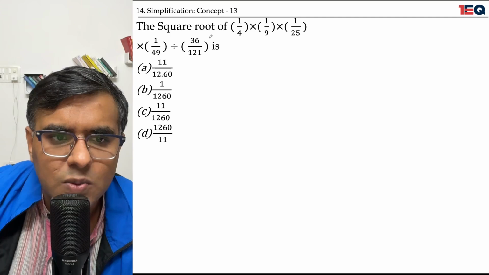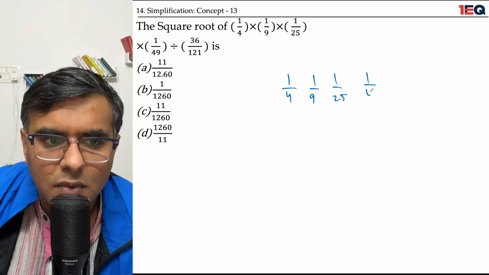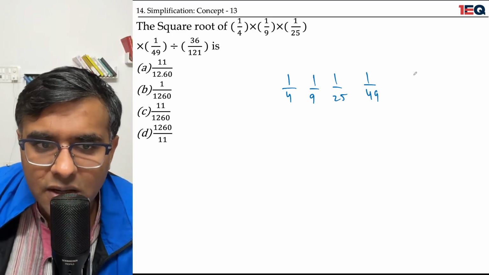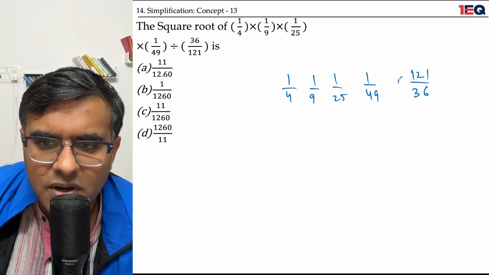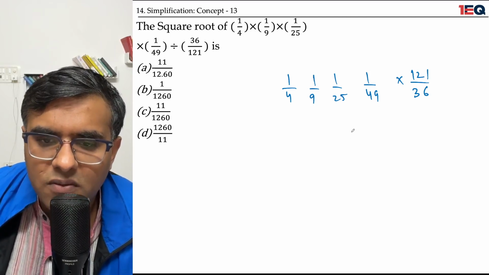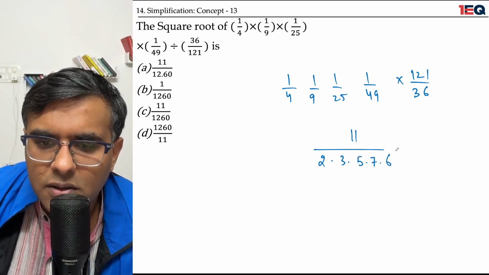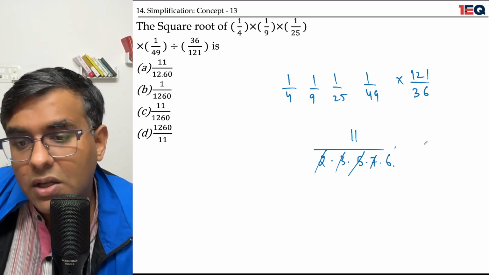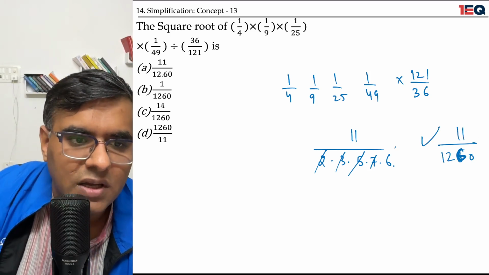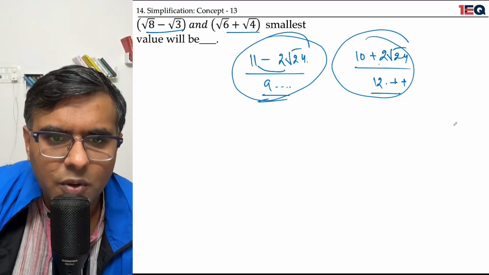Now, this is a decent question. It says the square root of this number is what? It talks about 1 by 4, 1 by 9, 1 by 25, 1 by 49, and it is divided by 36 by 121. I'll do the reciprocal to bring it to 121 by 36. I am trying to bring all of them back to the normal side. Now quickly taking them through the square root. The square root of 121 is 11, whole upon the square root of 2, then 3, then 5, then 7 and 6. 5 2s are 10, 3 7s are 21, 21 6s are 126. So 1260. 11 upon 1260 is my answer. It was pretty much doable. That's why I did it in a jiffy. Okay, moving ahead.